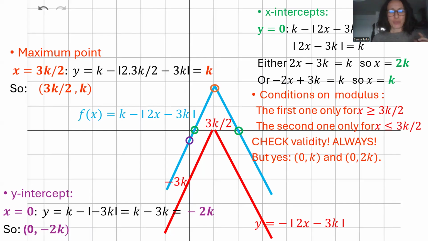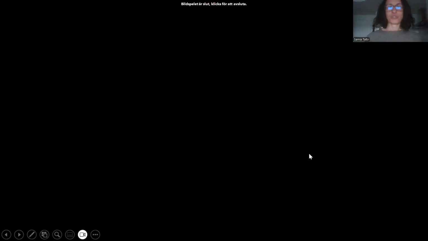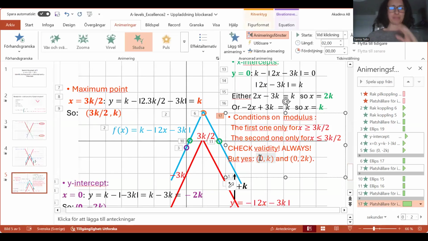So we do wrap this up, being happy and on destination, like just arrived where we were headed, by identifying the two x-intercepts: k, 0 and 2k, 0, because they're x-intercepts.